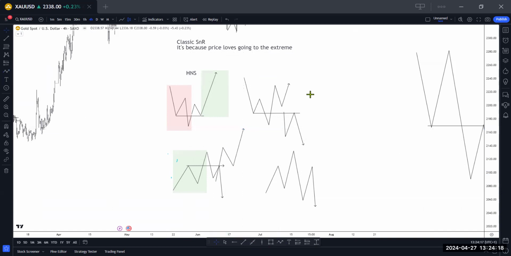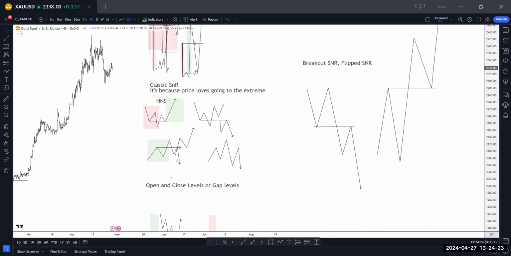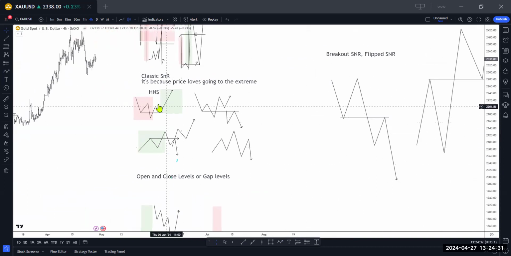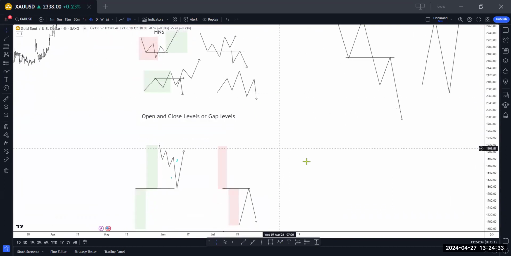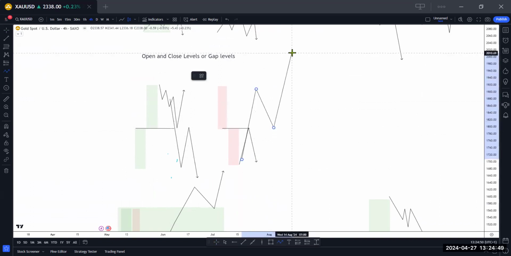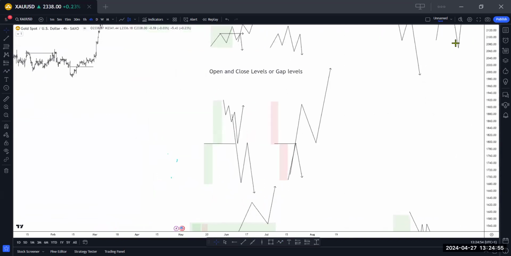So breakout SNR is a type of SNR for all the SNR I've said. For engulfing, we have engulfing fill. That's the type of breakout SNR. For classic SNR, we have the normal support become resistance. For HNS, we have broken HNS. For gap levels, we have broken gap levels. So for example, in this scenario, rather than price coming here to buy, price will break this, return, and sell. Same thing for this scenario. Rather than price coming here to sell, price will break it, tap, and buy. Breakout SNR. Okay.